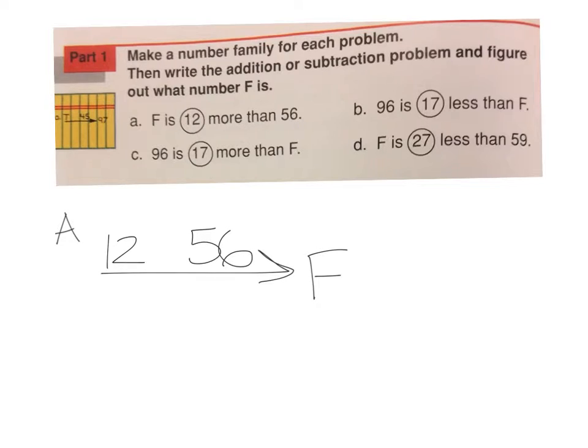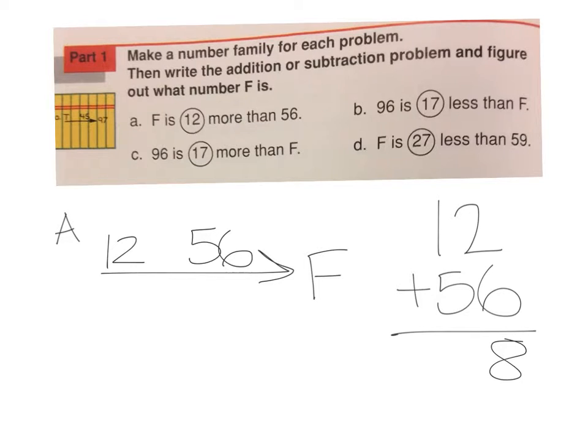So in order to figure out what F is, now I have to take these two numbers, and since they're both small numbers, I would have to add the two small numbers to figure out what the big number is. So when I set that up as a column problem, I'm going to set up 12 plus 56. And when I add those together, 2 plus 6 is 8, and 1 plus 5 is 6. So that means I come back here and I cross out F and I write the answer is 68.